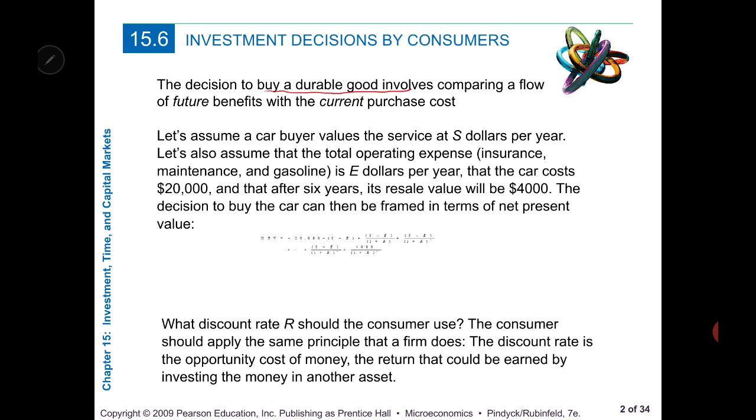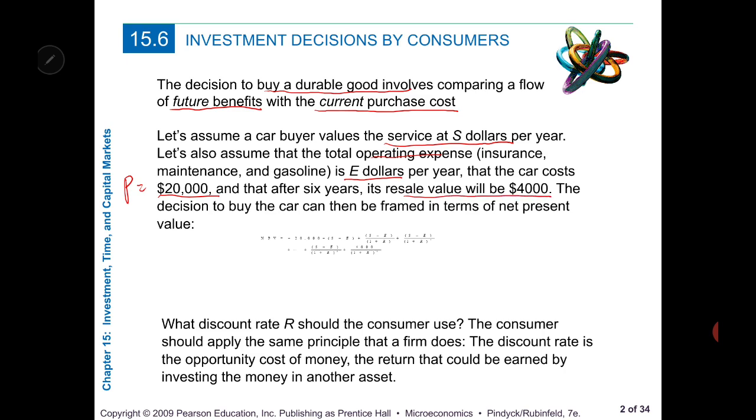Okay, so same thing, if you're going to buy a car, $25,000 for instance, you will be comparing the future benefit of that car versus the amount that you are paying now. If you're paying cash or paying over a period of time, we will consider that in our NPV expression. So let's start with this example: the service, or the benefit that the car gives you, is S dollars. Operating expense is E. The car price is 20. Resale value, scrap value is 4.